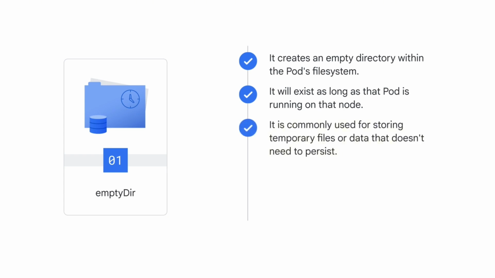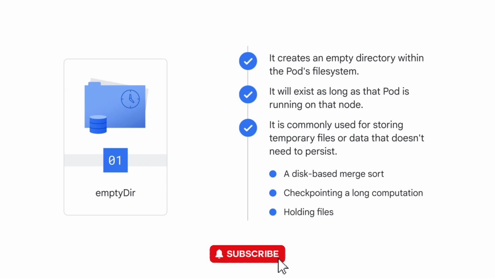Empty dir is commonly used for storing temporary files or data that doesn't need to persist beyond the pod's lifetime. Examples might include scratch space, such as for a disk-based merge sort, checkpointing a long computation for recovery from crashes, or holding files that a content manager container fetches while a web server container serves the data.